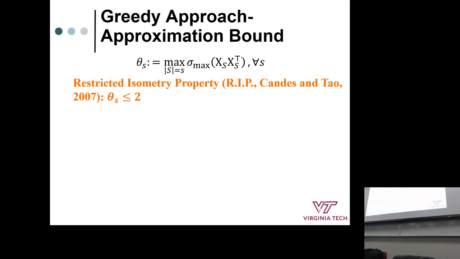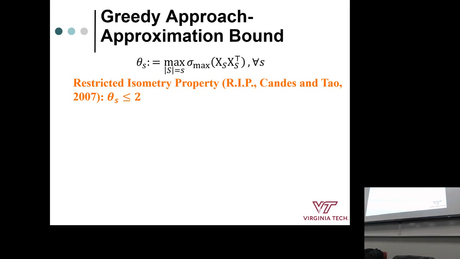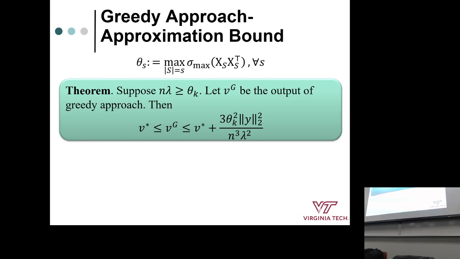They assume this theta_s is less than or equal to 2. It's a constant. This is the largest singular value of X_S times X transpose, and you select the best S. But we don't assume theta_s is less than or equal to 0. We just say this is a constant. And we can show that if n times lambda, now lambda plays a role here, because we want to make sure lambda is slightly larger than 0. If this condition holds, we can show we have this additive error.